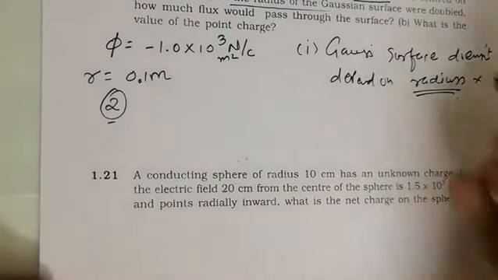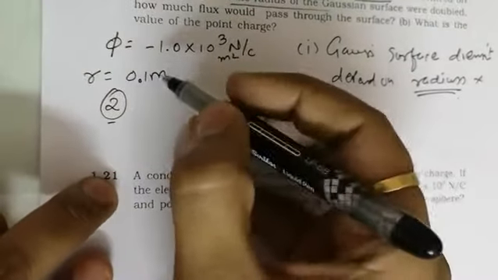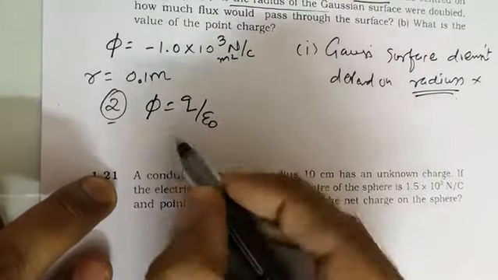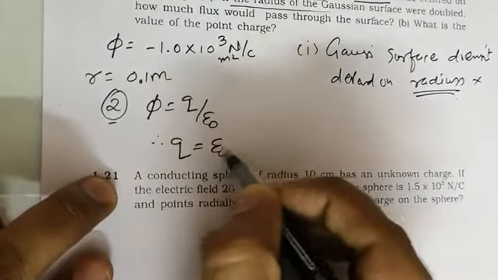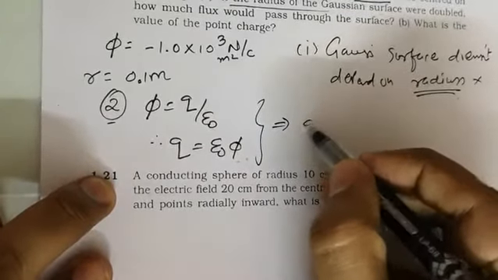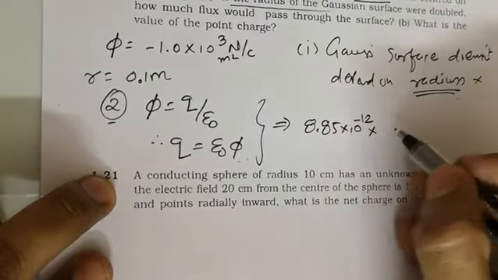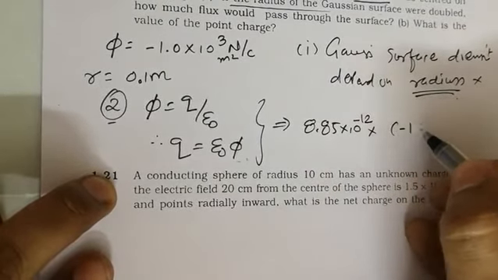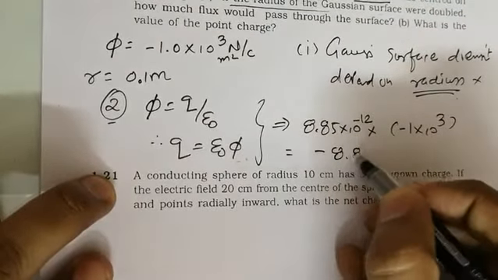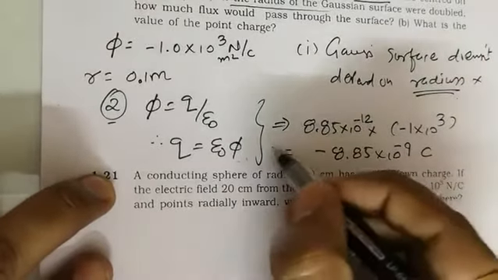Second part: what is the value of the point charge? We have to find the value of the charge. So we have the value Q by epsilon 0, and we want to find Q. Q is equal to epsilon 0 into phi. Epsilon 0 is 8.85 times 10 to the power minus 12, and flux phi is minus 1 times 10 to the power 3. So I get minus 8.85 times 10 to the power minus 9 coulombs.